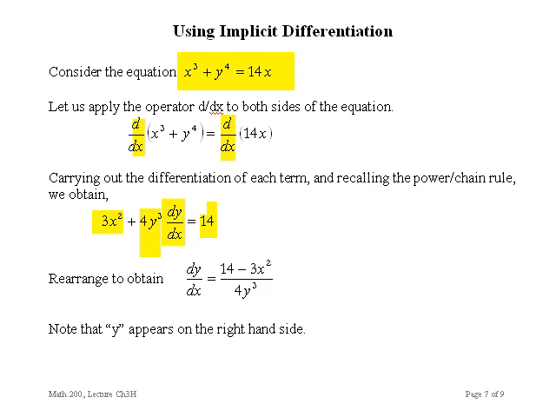That's fine, and I solve for it. So here I solve for it. dy by dx, which is what I was after, equals (14 minus 3x squared) divided by 4y cubed. I guess y better not be 0, right? You can see here that in this case y appears on the right-hand side.